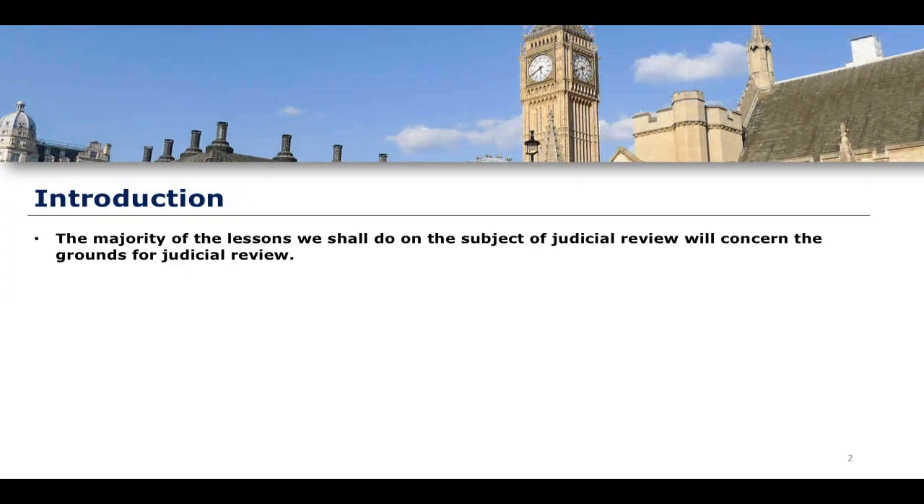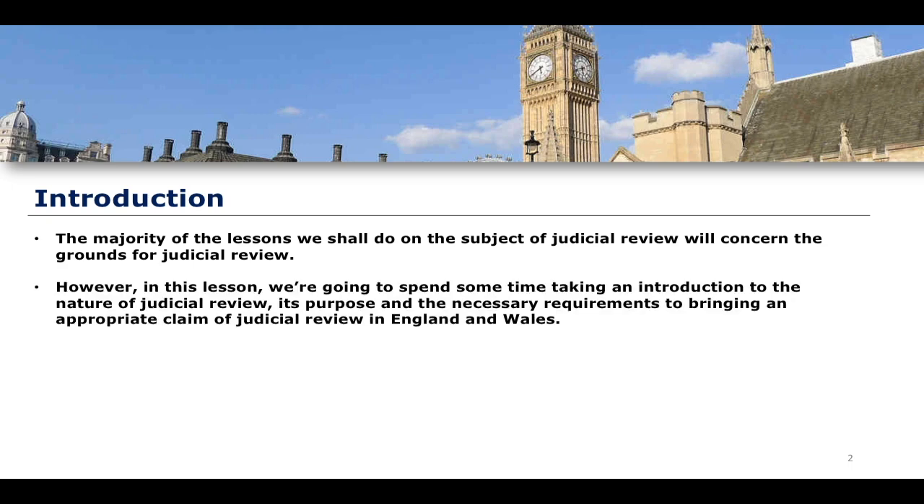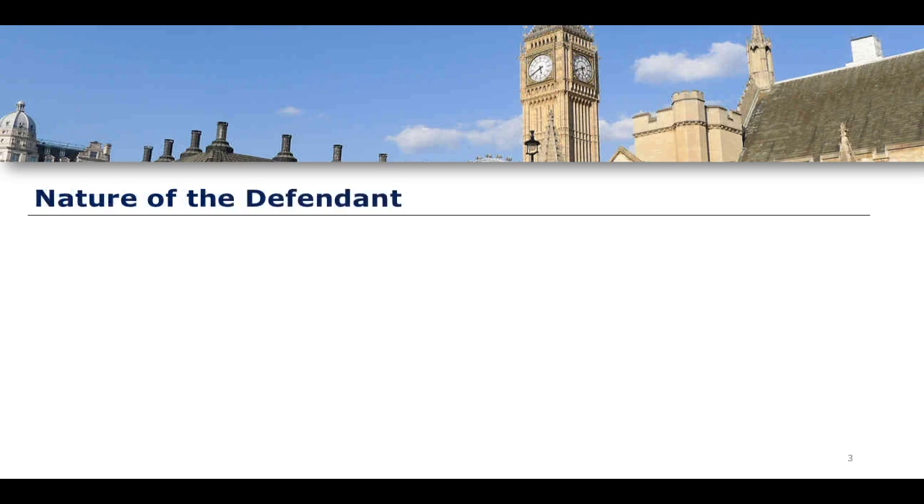This lesson is going to go into more detail on the subject of judicial review, as well as concern ourselves with the grounds for judicial review, which is going to be the main subject of the next few lessons, where we talk about things like illegality, irrationality, and procedural impropriety. This lesson is going to spend some time taking an introduction to the subject, as I noted, looking at its purpose and the necessary requirements for bringing an appropriate claim of judicial review in England and Wales.